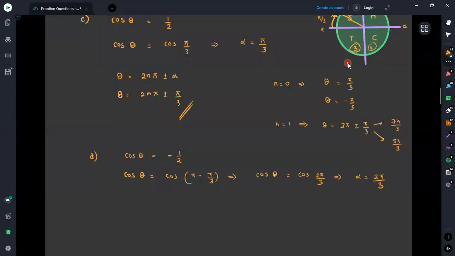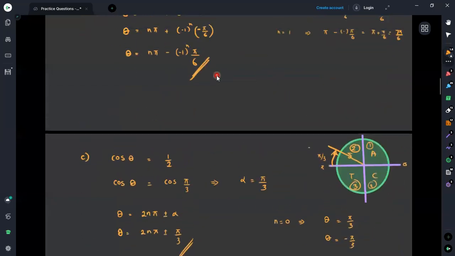Then using this we can find the value for theta. Theta is now equal to 2 times n phi plus or minus alpha. Here we can take alpha as 2 times phi divided by 3. Therefore, this would be the general solution that we are getting for part D.